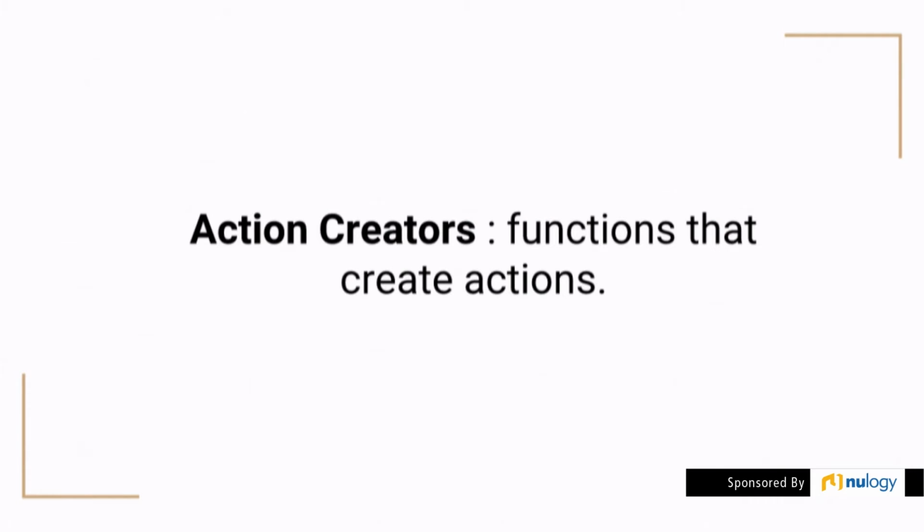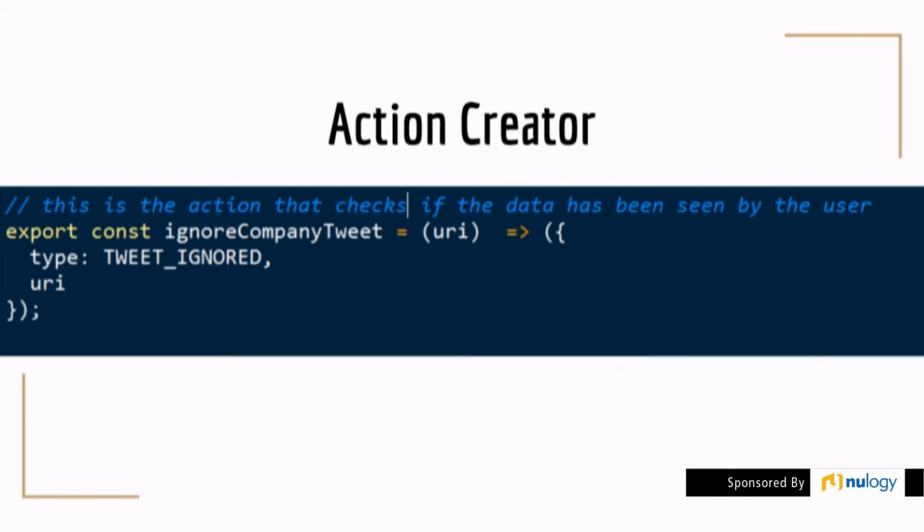Up next, we have something called an action creator. And what is that? It's exactly what it sounds like. It creates an action. Looks like this. It's a function called ignore company tweet. And we see our action type that I just showed you. Looks familiar in this function.